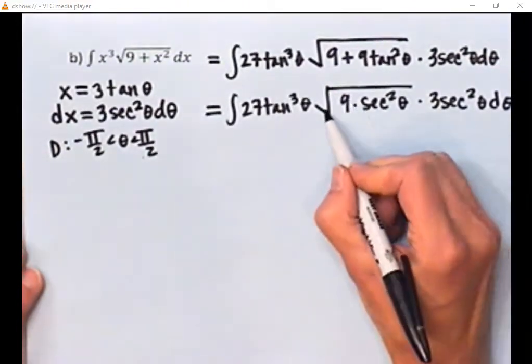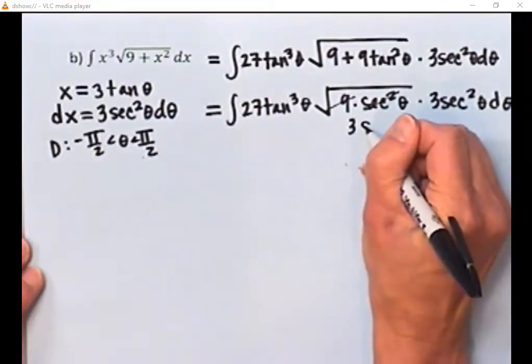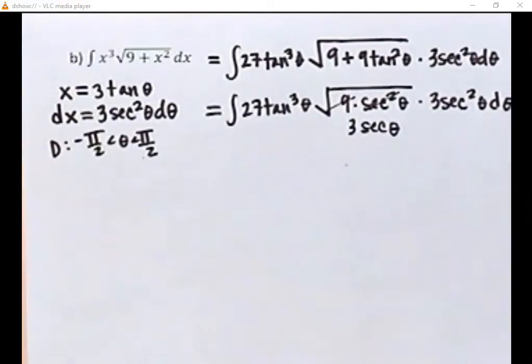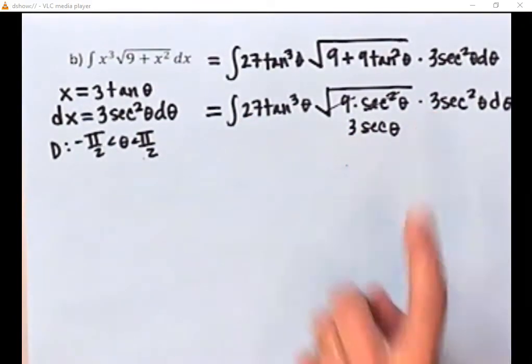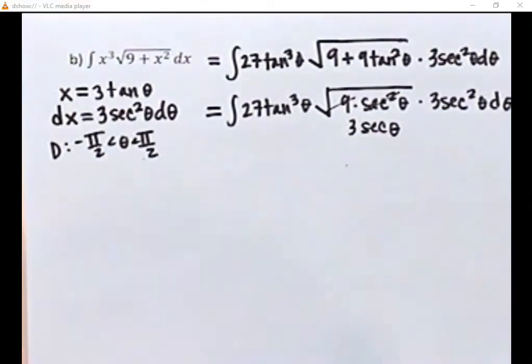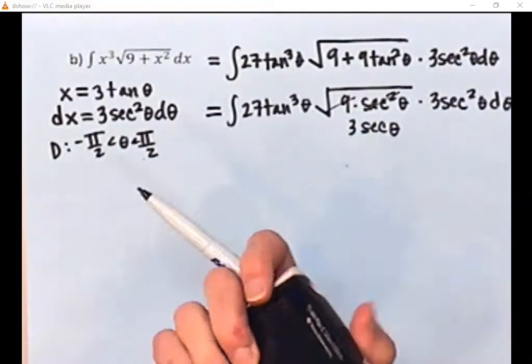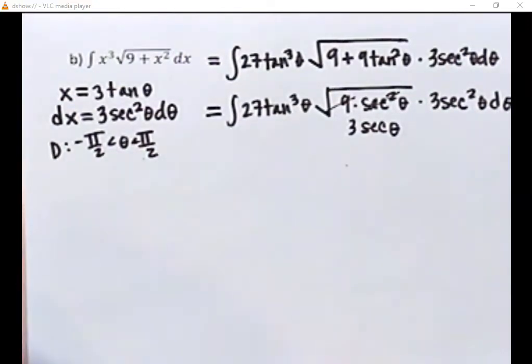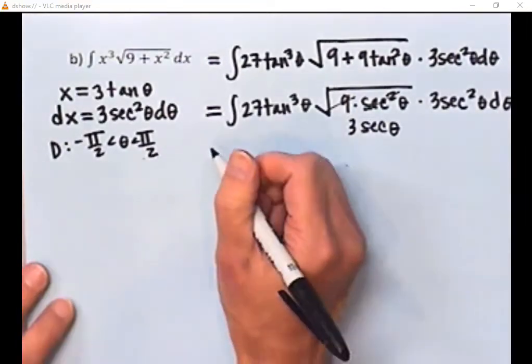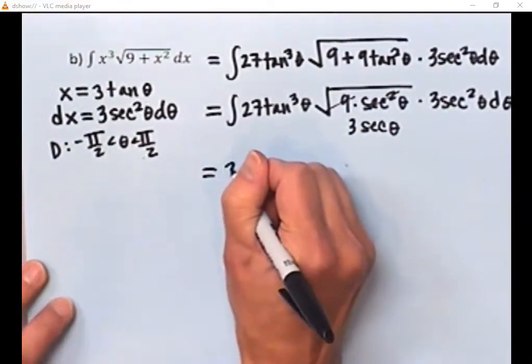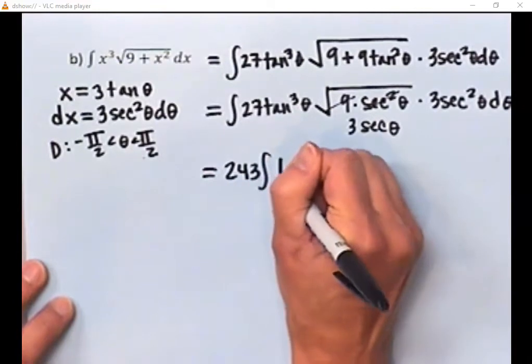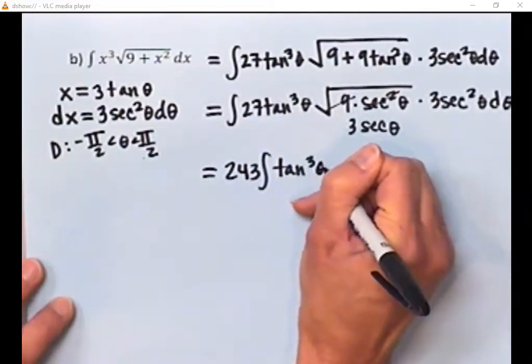And then that will come out as a 3 and a secant, right? Okay, so what do I have all together? Some big number, right? 27, a 3, and a 3. So 27 times 9, what is that? Pretty large, right? 200 something? 243 maybe? 243. Okay, so if I put all the constants together, that gives us a 243 out front. And then I'll have a tangent cubed theta.